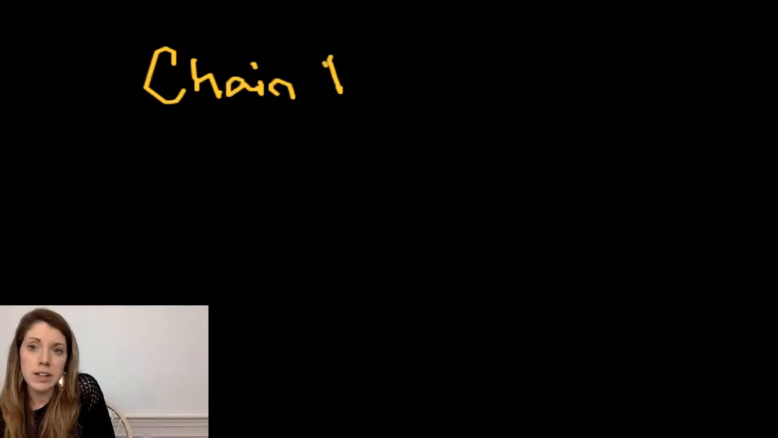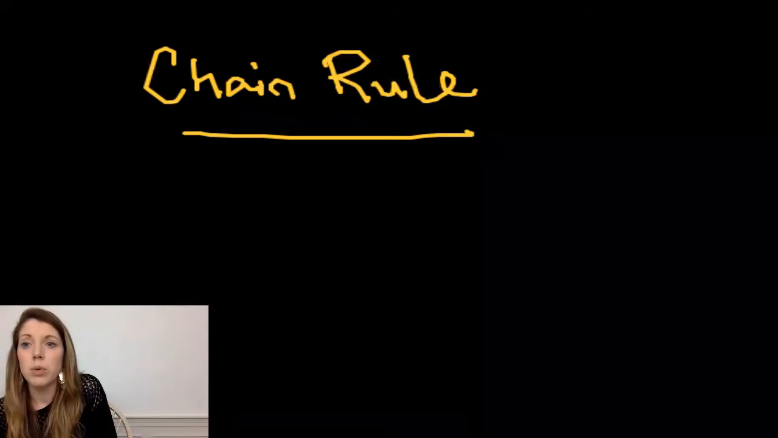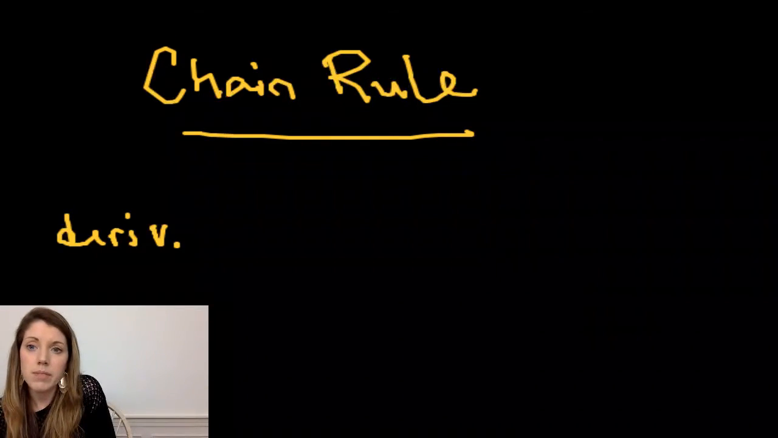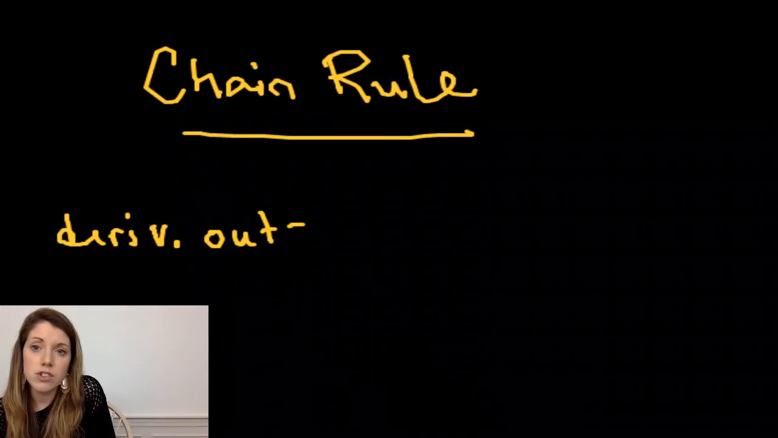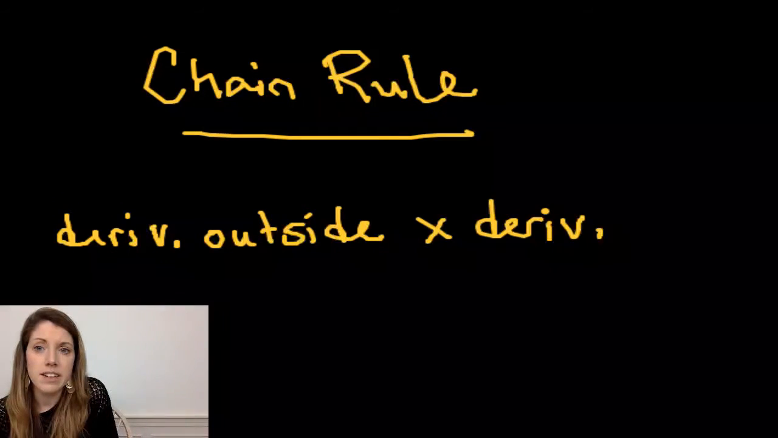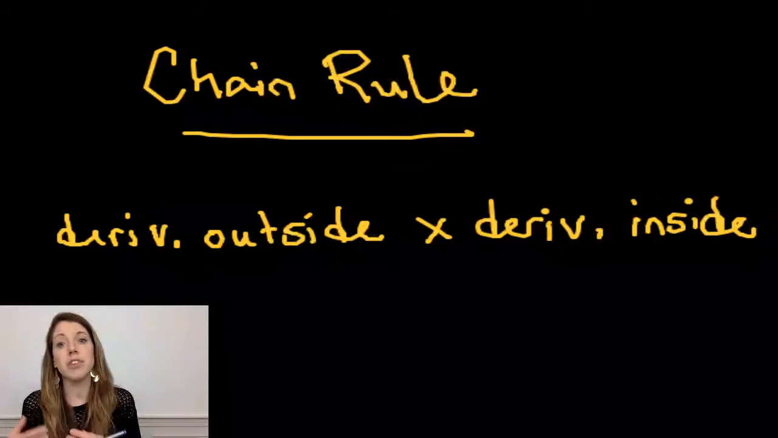Let me rewrite that in words. So I'm going to go over to this separate slide, and I'm going to say this is the chain rule. It says if you want to find the derivative of a composite function, we take the derivative of the outside function times the derivative of what's inside. So that's the little phrase. If you need a little quote, the derivative of the outside function times the derivative of what's inside.